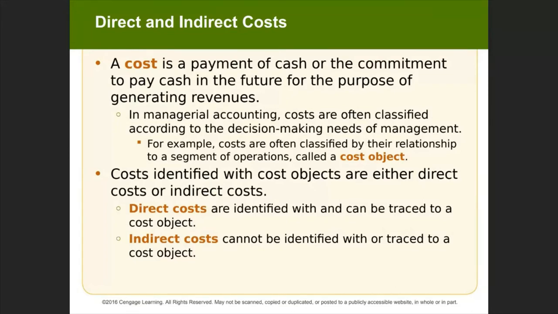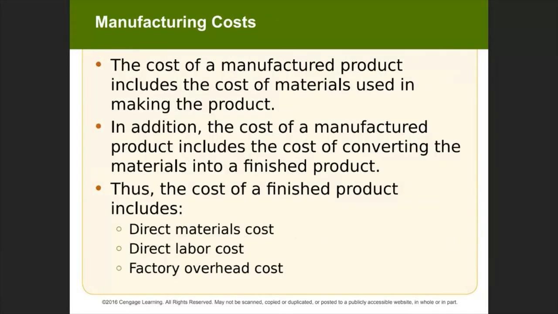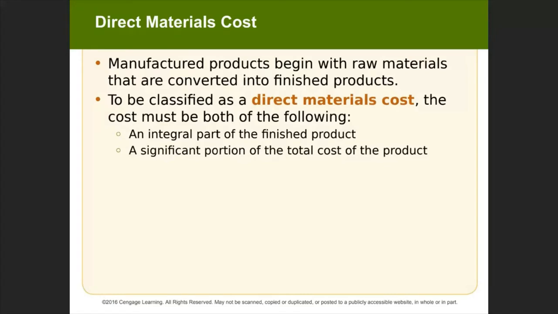Direct costs are identified with and can be easily traced to a cost object. Indirect costs cannot be identified with or traced to a cost object. The cost of a manufactured product includes the cost of materials used in making the product. In addition, it includes the cost of converting the materials into a finished product. Thus, the cost of a finished product includes direct materials cost, direct labor cost, and factory overhead.